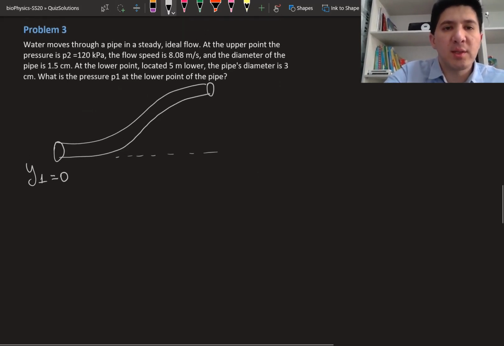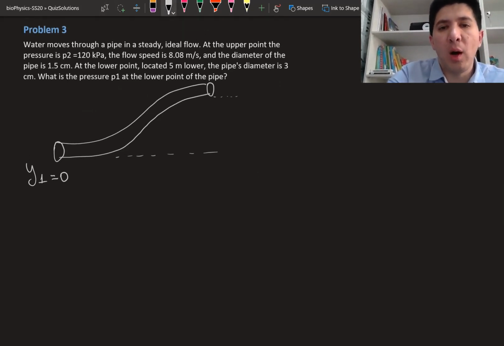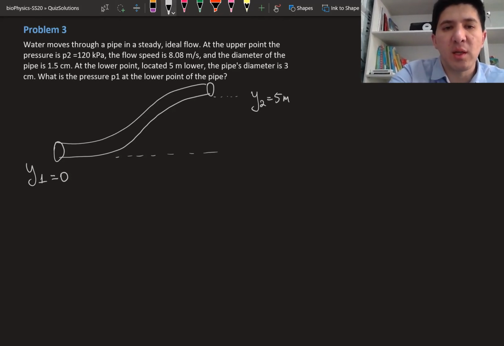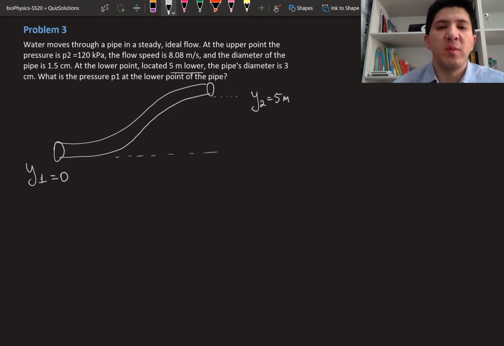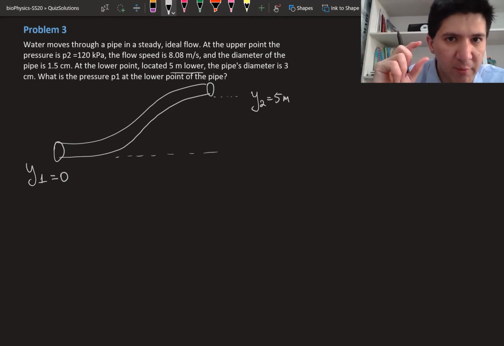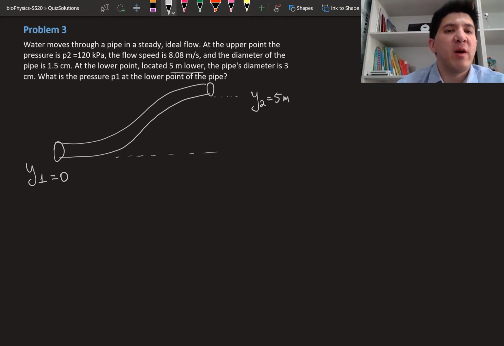The second one is here, y2, and let's say this is equal to 5 meters, because it is given that the second point is 5 meters lower, right? It's also given that on the upper side, the pipe's diameter is equal to 1.5 centimeters. So I'm going to write this down.